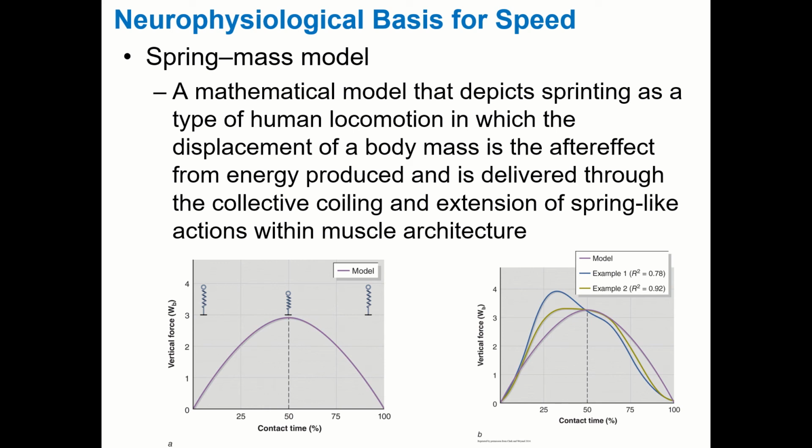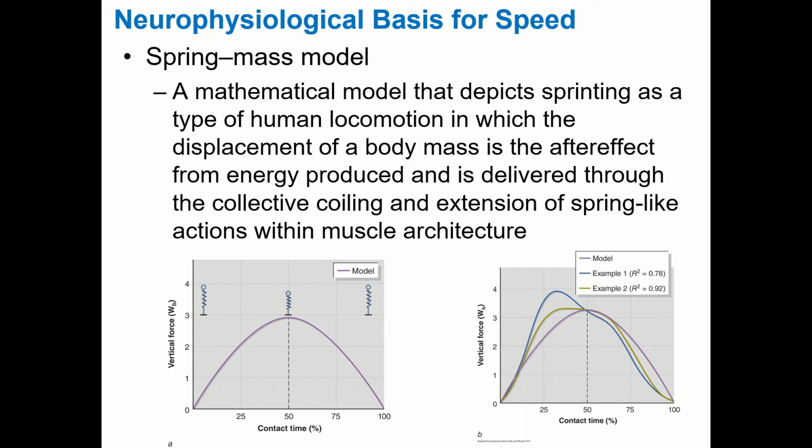So that stretch of the quads, the stretch of the hamstrings, the stretch of the calf complex, the triceps surae, propels you into the next step. So that's what the spring mass model is. Again, it's just describing the elasticity of the tissues, but they're describing them throughout the leg, so in the thigh and in the calf.